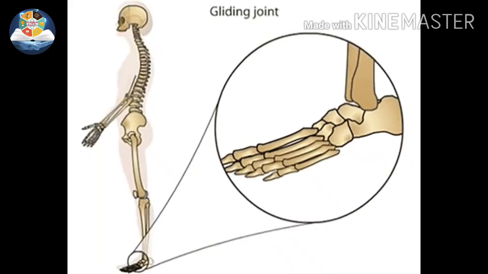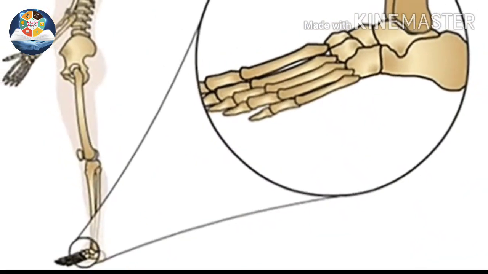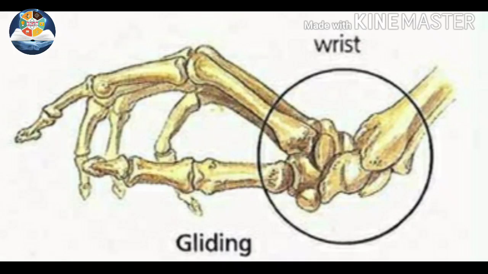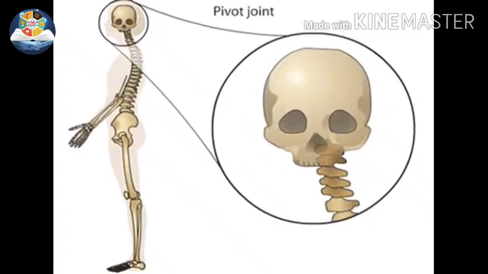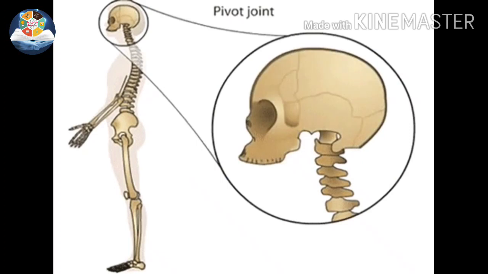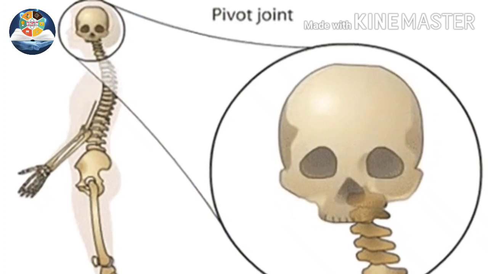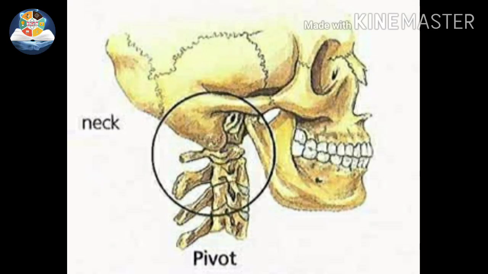Gliding joints. Gliding joints allow movement between the connecting bones. These are found between the vertebrae and in the wrist and ankle. Pivot joint. This joint allows the skull to be moved from side to side and up and down. This joint is found between the skull and the first two vertebrae.